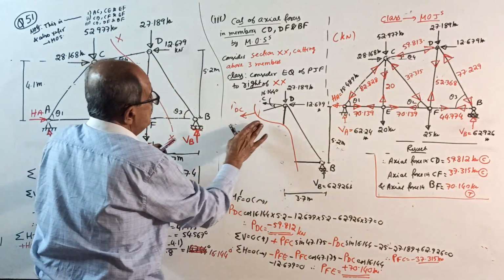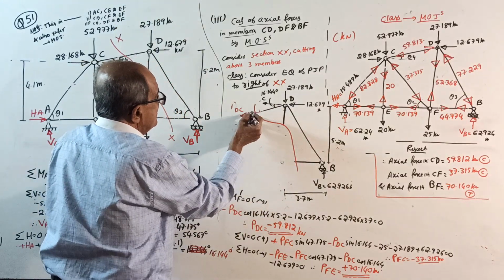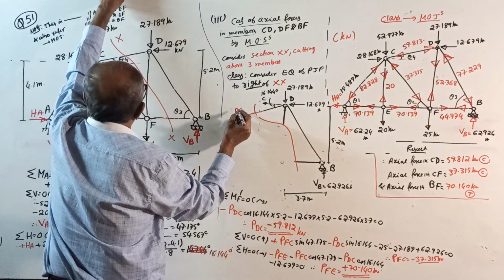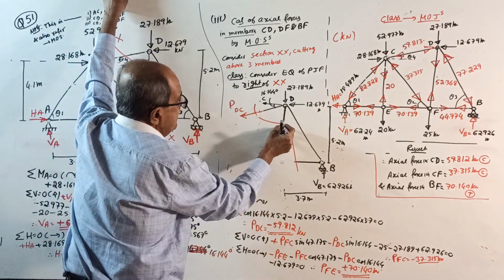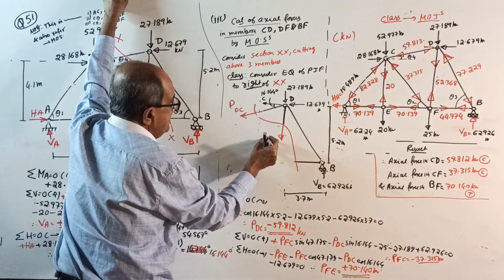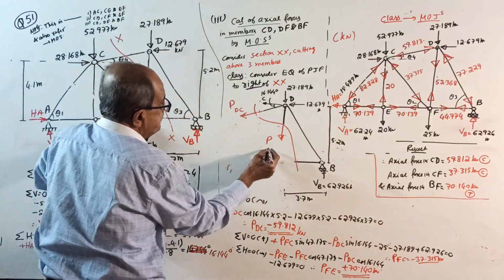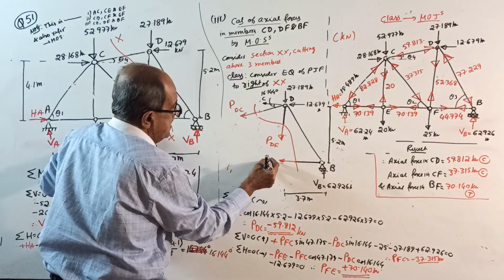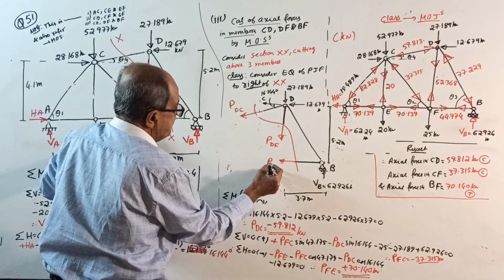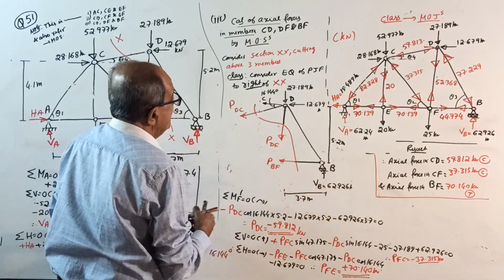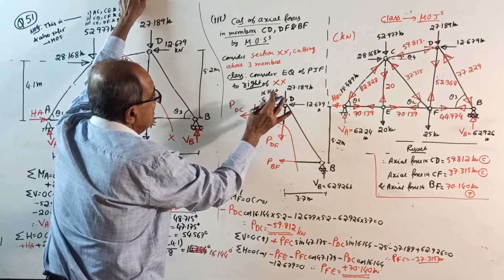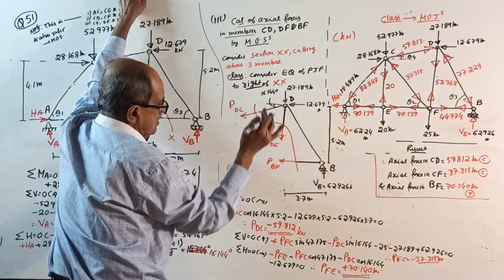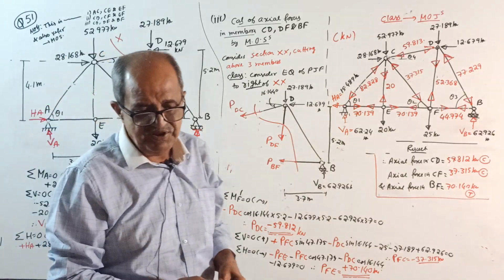Okay. Now forces. This is PDC. This is PDF. This is PBF. Okay, over. For this one, the angle required, I have written there. Sine cos not required now. Okay. Now, closing part. Finish it.